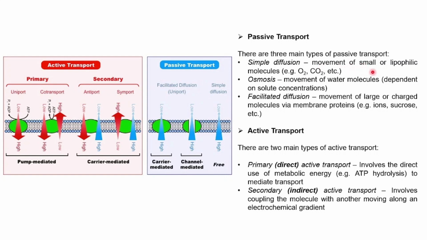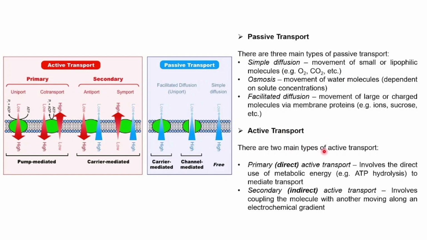Simple diffusion will mean movement of simple or lipophilic molecules which can easily go through the membrane. There will be no hindrance in the membrane. Osmosis basically is referred for water molecules, liquid molecules, and it depends on the solute concentrations. So if the solute concentration is more on one side, that means water will be less, so the opposite kind of movement will happen. Facilitated diffusion will require any kind of large or charged molecules. You can see either it happens through a carrier or it happens through any kind of channels. So for these ions and sucrose, etc., for these large and charged molecules, ions are charged, these are large molecules, any kind of carrier or channel is required.